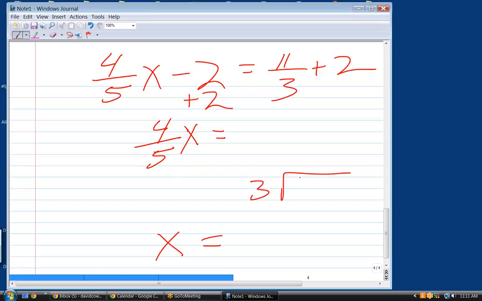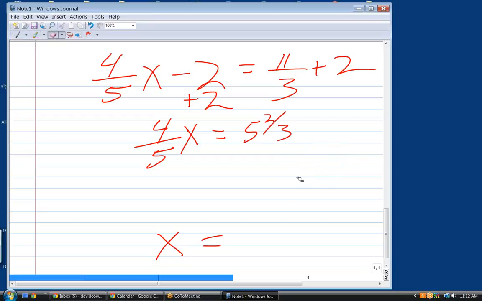3 into 11. What's the biggest number? 3. How much is left over? 2. So it's 3 2/3. You take whatever your remainder is, put it over the number. So that's 3 2/3. Well, when I add 2 to that, what do I get? 5 2/3. Yeah, I can do it like that.